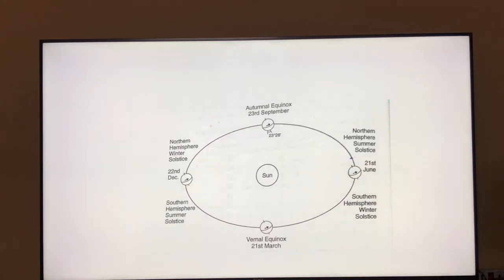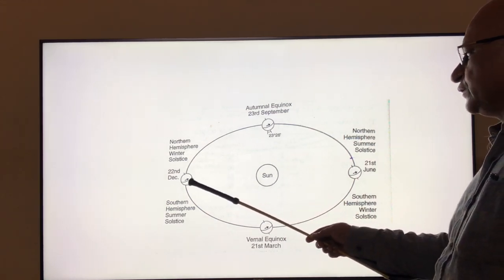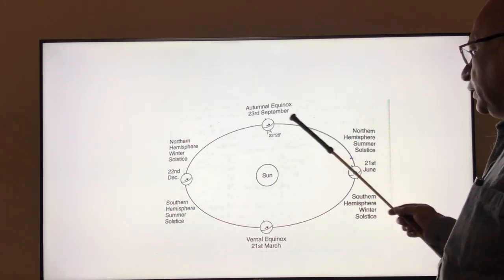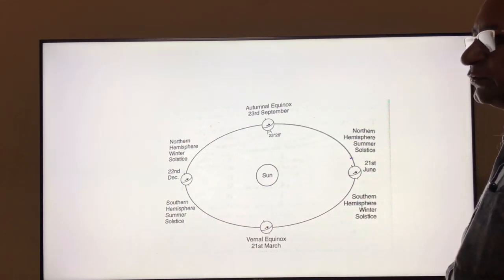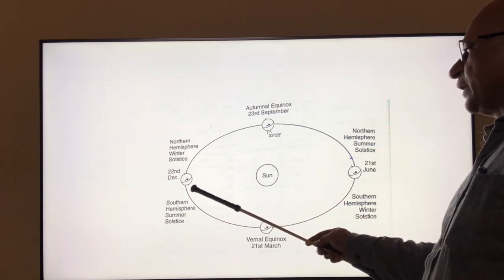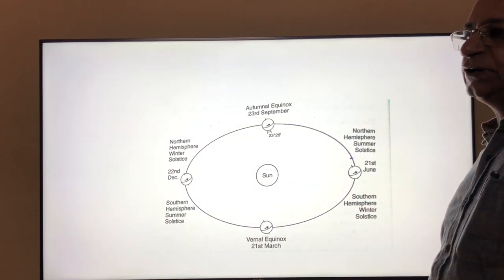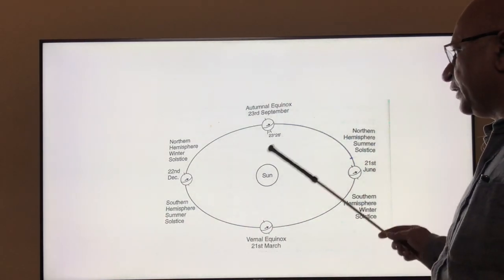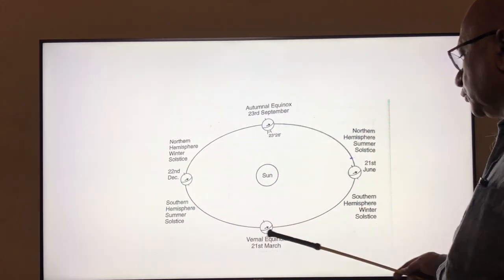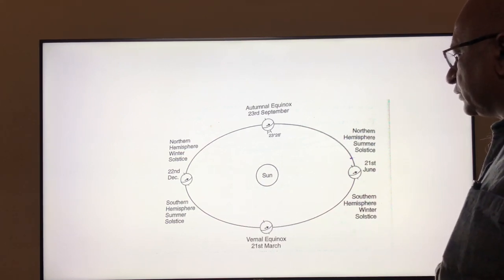Now we see the equinoxes. This is the sun, this is the earth moving around the sun in 1 year, 365 days. The earth's axis is tilted at 23 degrees and 26 minutes, perpendicular to its path around the sun.